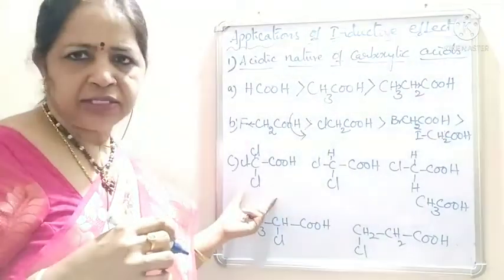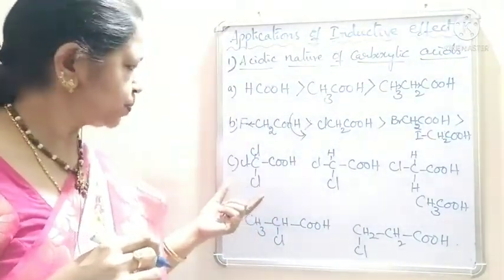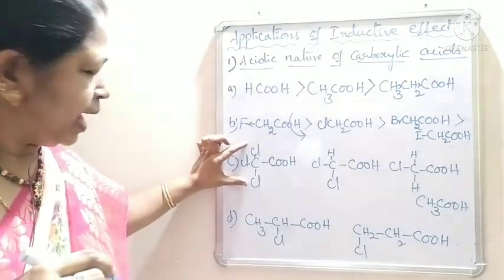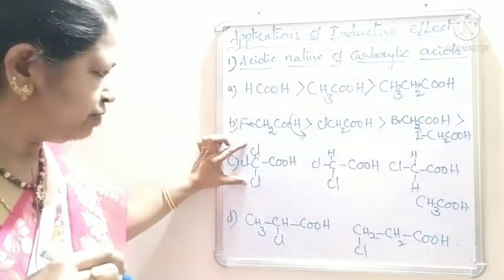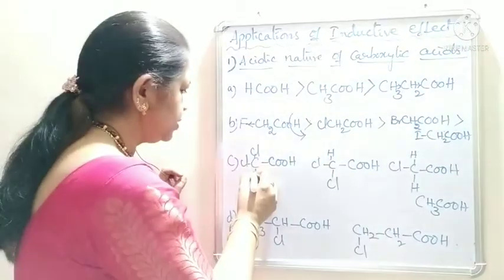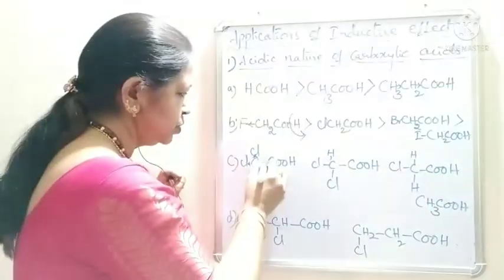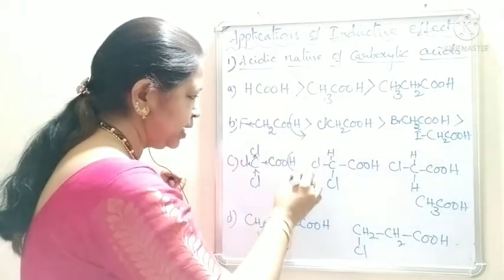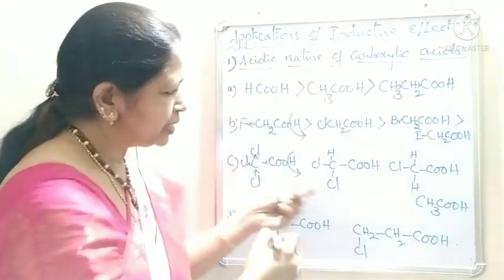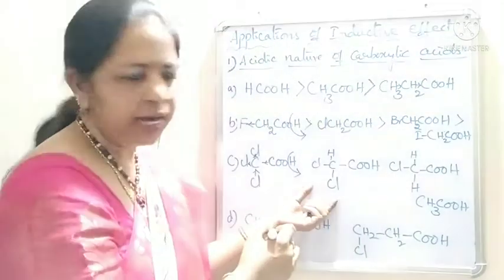number of halogens on the alpha carbon. There are three halogens, three chlorine atoms on the alpha carbon. These electrons will be displaced towards the chlorine atoms. So, this proton can be easily eliminated. And in the second structure, only two chlorine atoms are present.